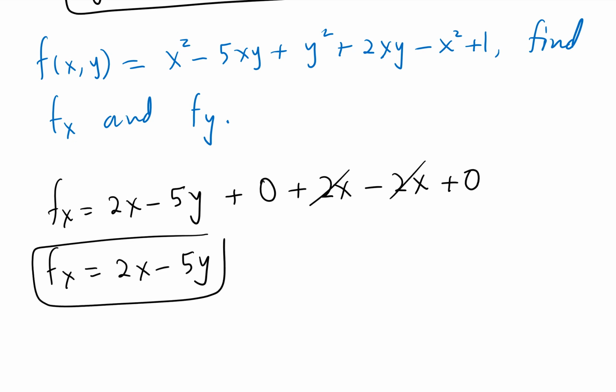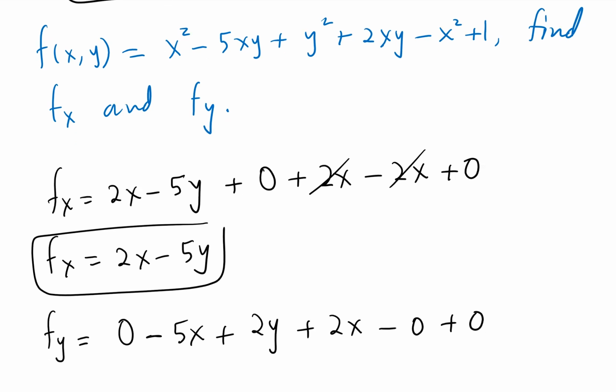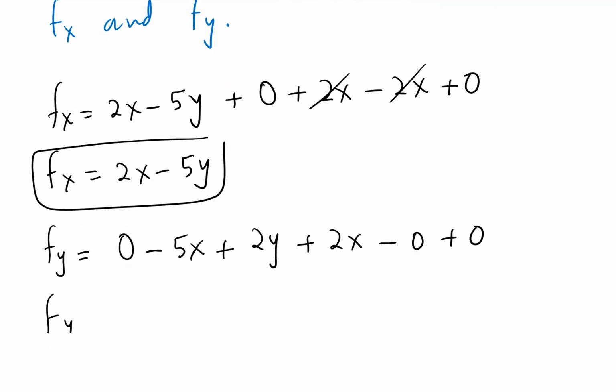That's the derivative with respect to x. With respect to y, derivative of x squared is 0, minus 5x, plus derivative of y squared is 2y. Derivative of 2xy is 2x, minus 0 plus 0. Negative 3x plus 2y.